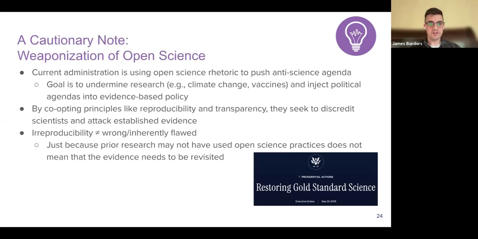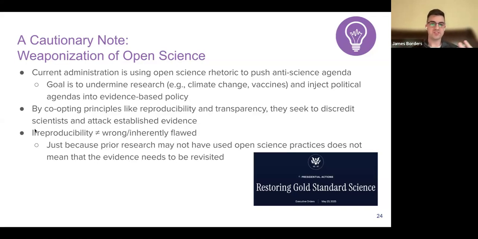All right, and then the last thing we want to talk about, which I know can be an uncomfortable topic for many, but as scientists, we really feel that we have an obligation to have these types of conversations, especially now. So one thing that we have noticed at CSDisseminate is that the current administration is really using this technique that is weaponizing principles of open science to push an anti-science agenda with the goal of undermining research, say in climate change or related to vaccine efficacy, to try to inject political agendas into evidence-based policy. So essentially using good faith principles like reproducibility and transparency to attack established evidence-based research and policy.